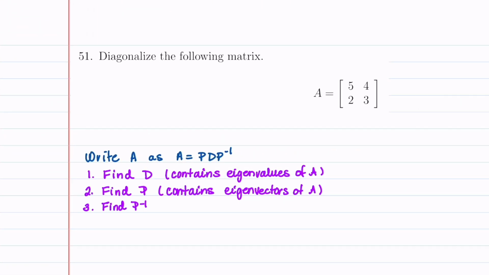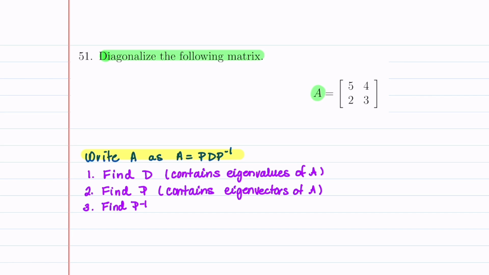In this problem, we're going to diagonalize the following matrix A. To diagonalize a matrix, what we have to do is write the matrix as A is equal to P times D times P inverse. Sometimes you'll only be asked to find P and D, but if it's not specified, then you actually have to find P times D times P inverse.